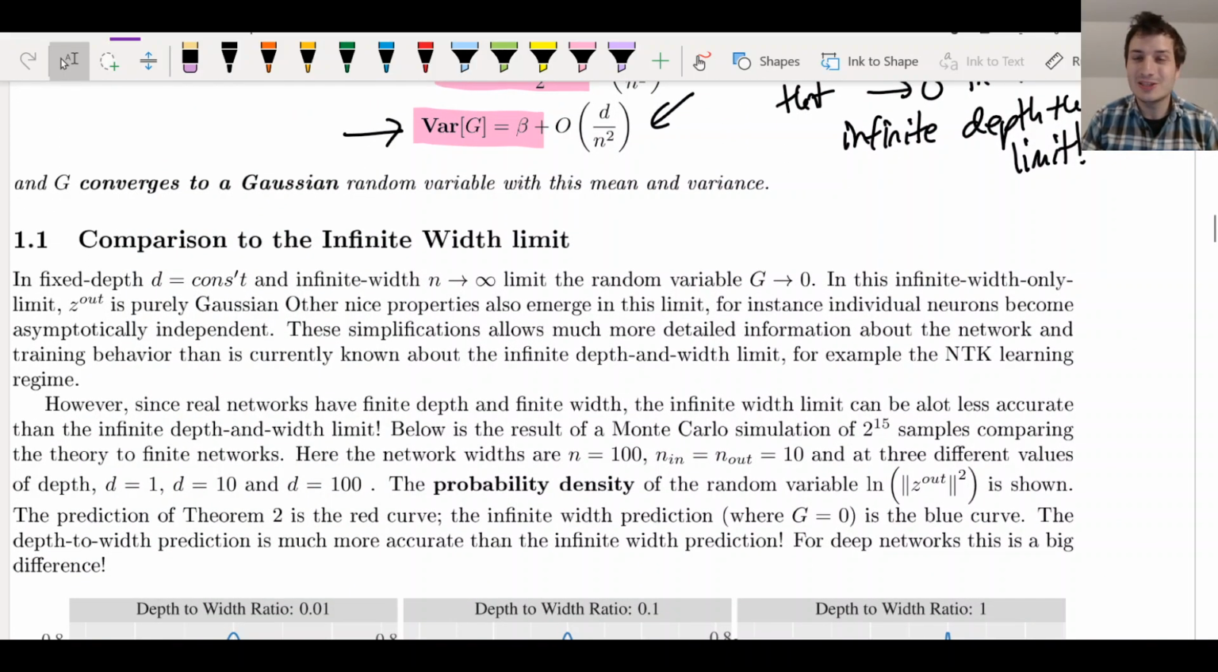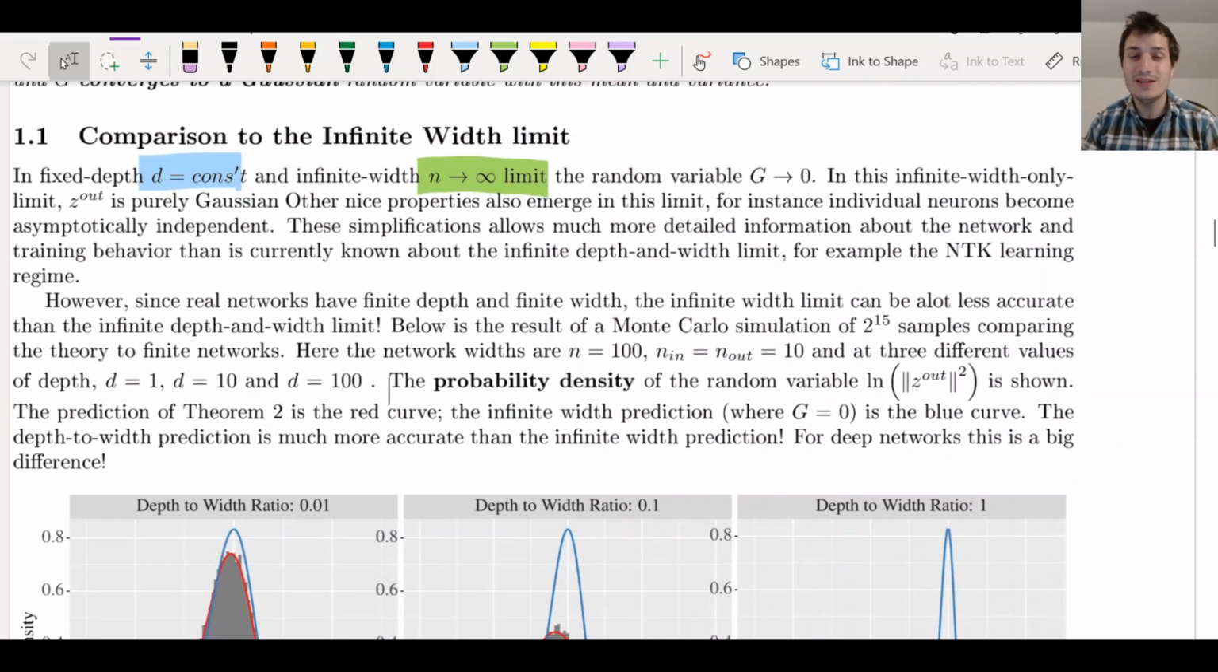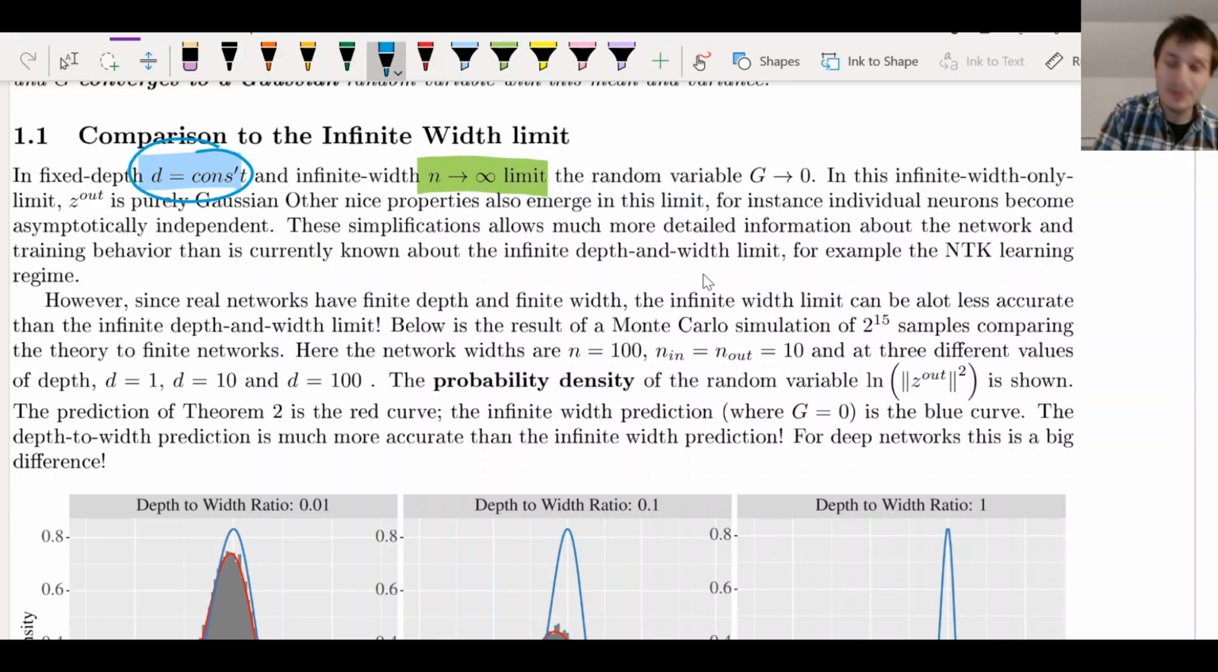One is the comparison to the infinite width limit. You might have seen this before in neural networks, doing a limit as the width of the network goes to infinity. And typically people set the depth to be constant. So they say, I'm thinking of a network with 10 layers, and I let the width n go to infinity. Based on what we found, the random variable g has a scaling like d over n. And so in this infinite width limit, where depth is constant, that's the same as making g go to 0.